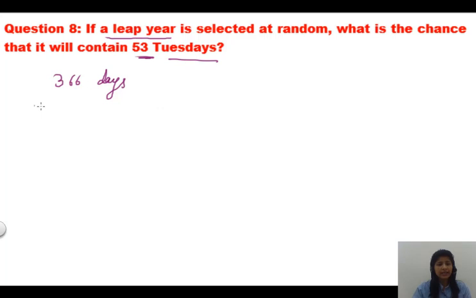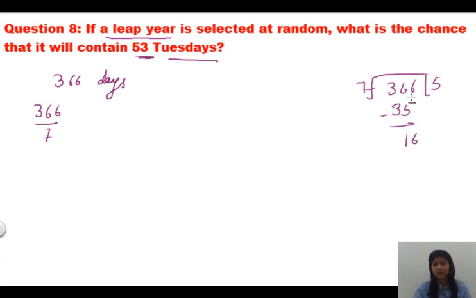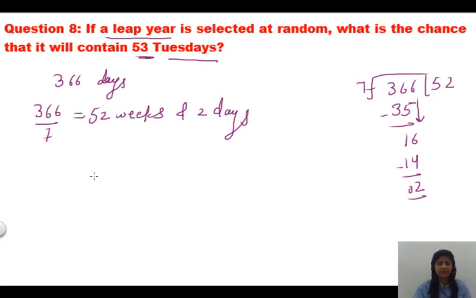So when I divide 366 by 7, I can calculate the number of weeks. So let us just do that. I'm dividing it by 7. 7 5s are 35. You subtract, you get 1. Then you get 6 copied here. So 7 2s are 14. We subtract, we get 2. So we have actually 52 weeks and 2 days extra. Right?